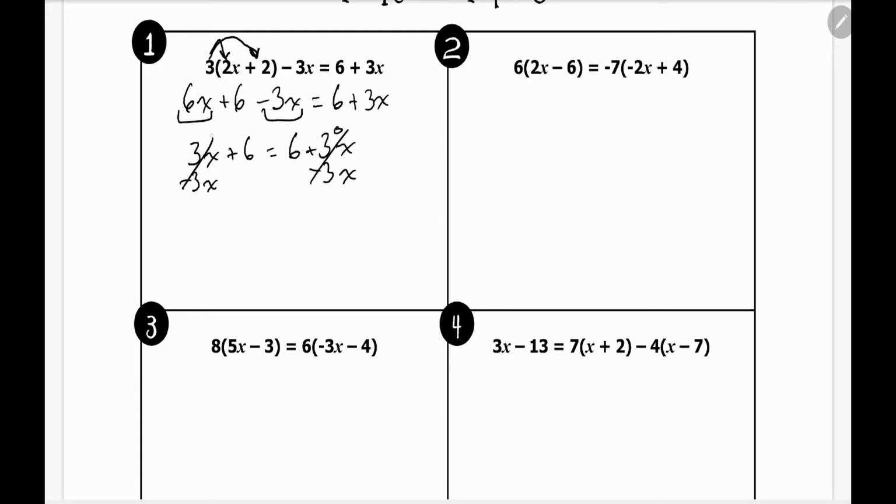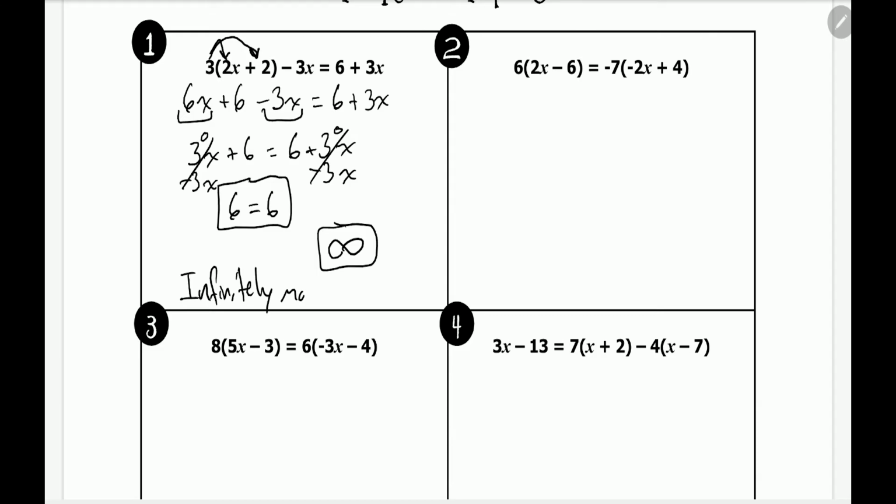This goes to 0. This goes to 0. We're left with 6 is equal to 6. Well, since this is the case, I know that it's going to have infinitely many solutions. So my final answer is going to be the infinity symbol in a box. And I know this means that there's infinitely many solutions. Okay?